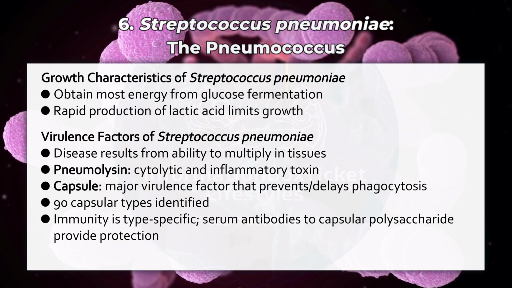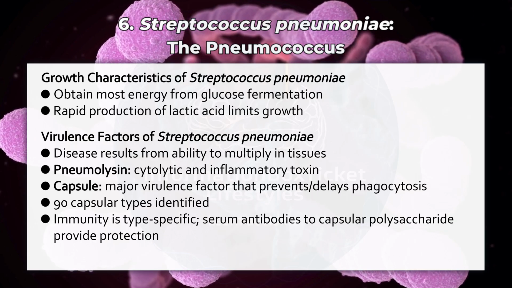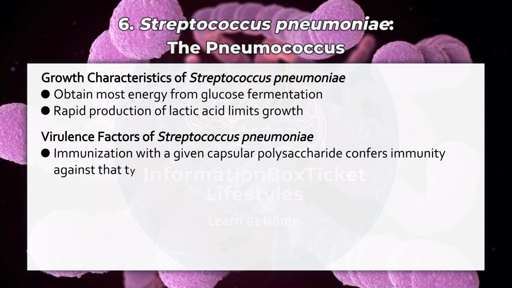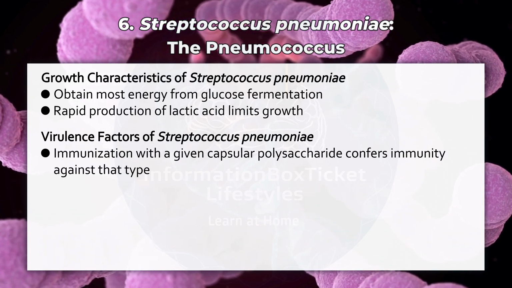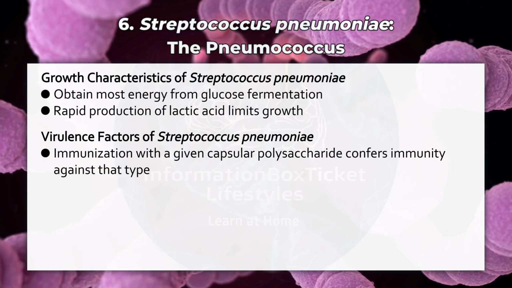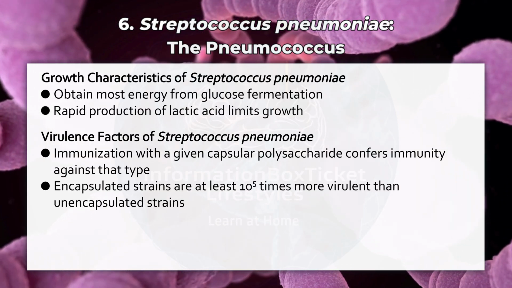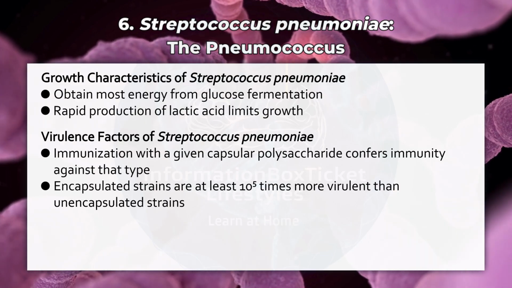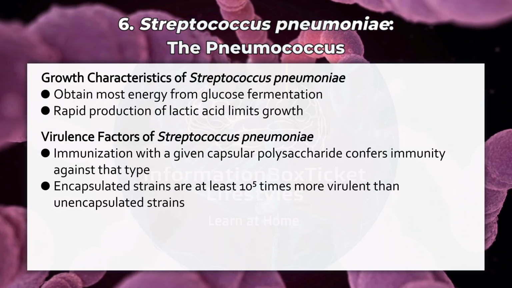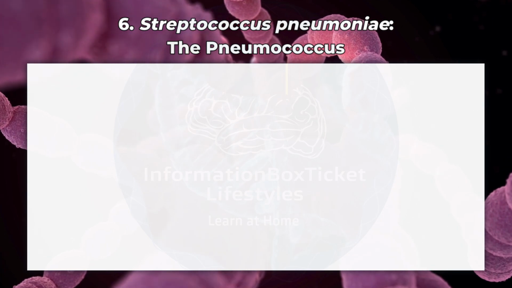Serum antibodies to capsular polysaccharide provide protection. Immunization with a given capsular polysaccharide confers immunity against that type. Encapsulated strains are at least 10 to the power of 5 times more virulent than unencapsulated strains.